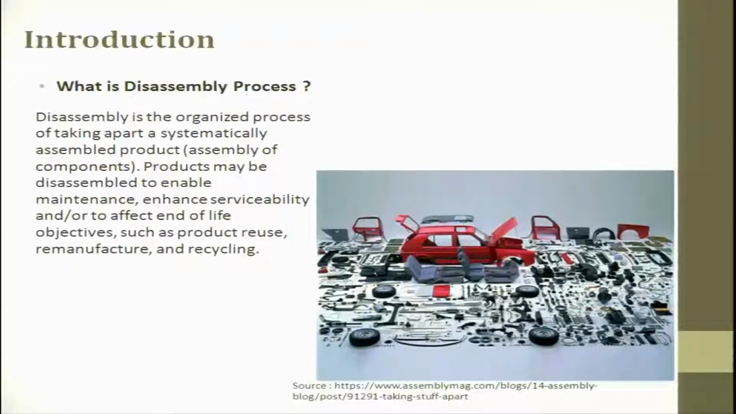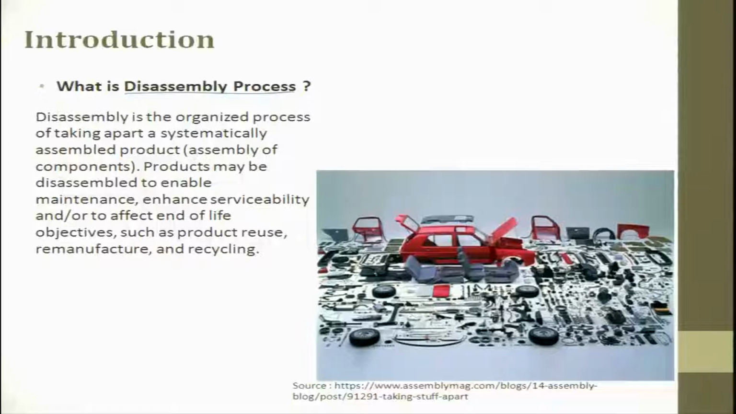What is the disassembly process? Disassembly is the organized process of taking apart a systematically assembled product. So, disassembly is not like breaking. When you remove parts from a product without damaging them, that is disassembly. It need not follow the same sequence. Assembly goes from 1, 2, 3, 4, 5 to 10, and disassembly need not go from 10 to 1. It can follow some other route also.